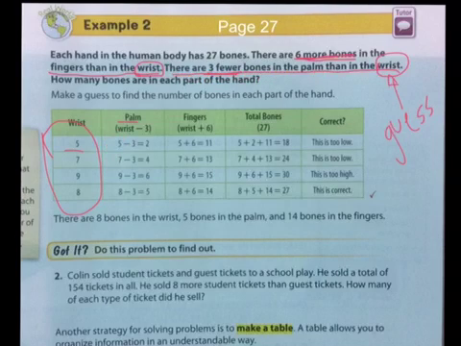So we start with the wrist with 5 and we get 2. So right here we have 2 in the palm. And then for the fingers, we said fingers has 6 more than the wrist. So if we have 5, we add 6, we get 11. The total number of bones would be 5 plus 2 plus 11 equals 18. This is too low because we need 27.